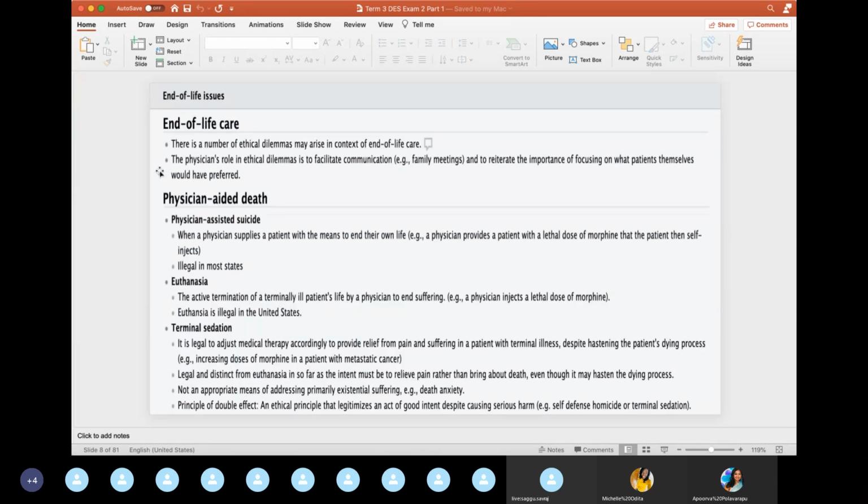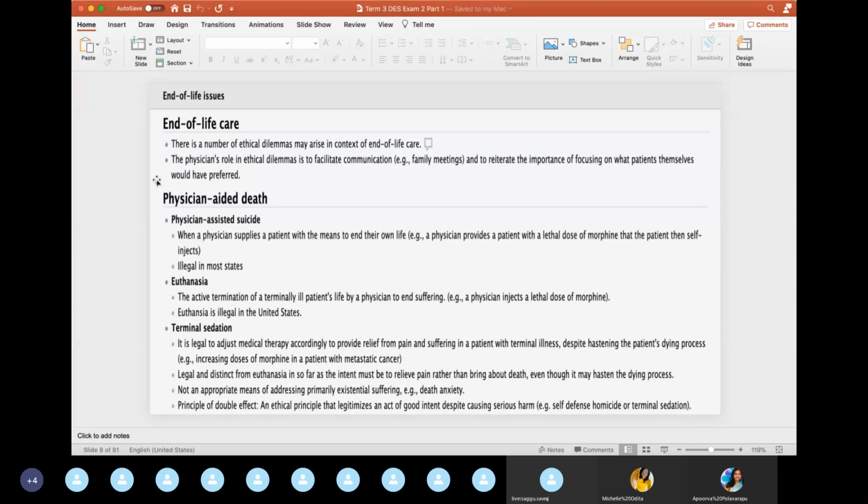End of life care. So we have different ethical dilemmas. Compare and contrast physician-assisted suicide from euthanasia and terminal sedation. Physician-assisted suicide, a physician supplies a patient with the means to end their life. However, in this case, the patient self-administers that lethal medication. This is illegal in most states.